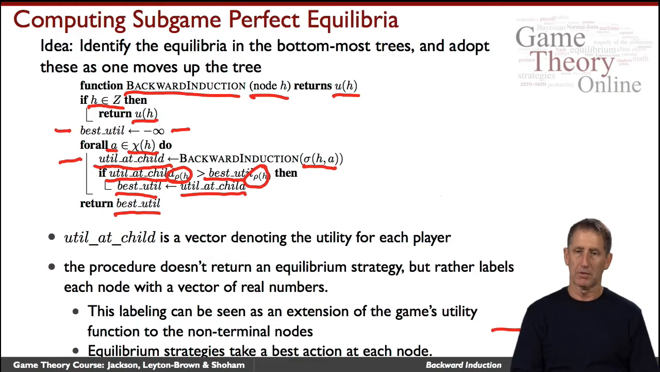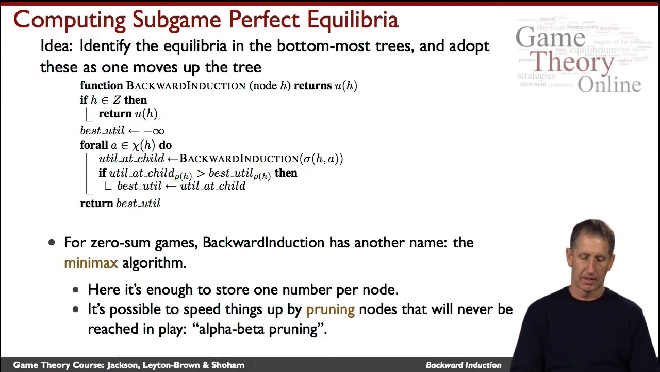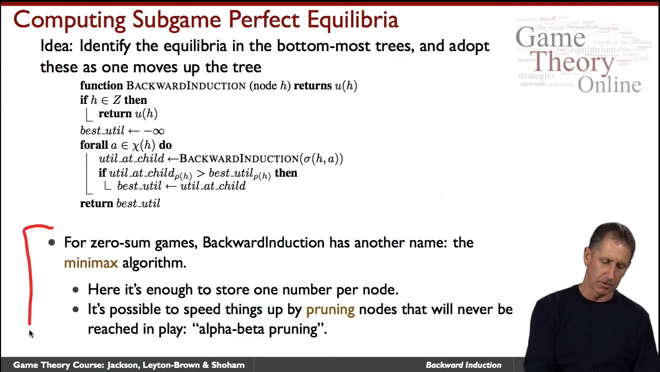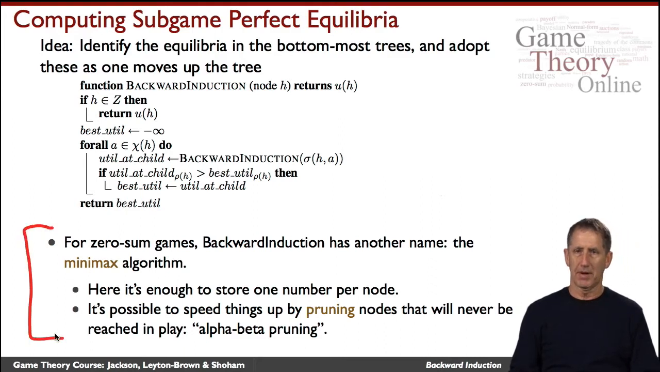That is the procedure for computing subgame perfect equilibria, the backward induction. If we look at the special case of zero-sum games, it's simplified a little bit, because then there are only two players, and the payoff for one is minus the payoff to the other. So really, we only need to keep track of one number associated with each node, and so there's less bookkeeping to be done.